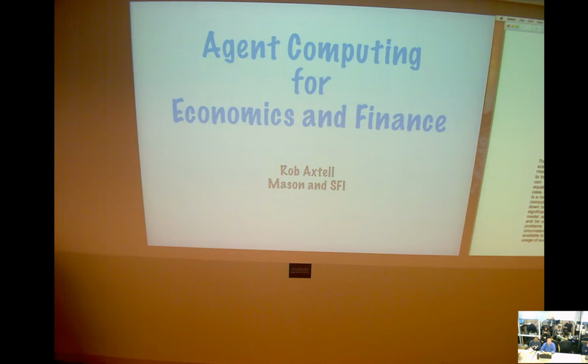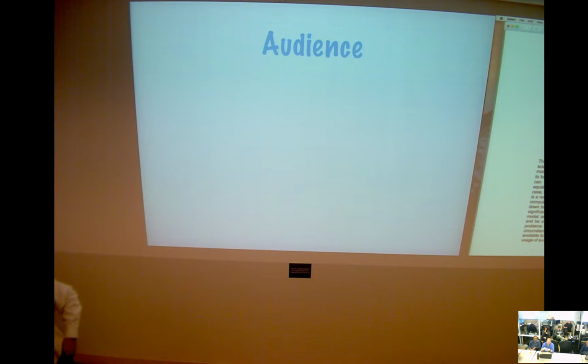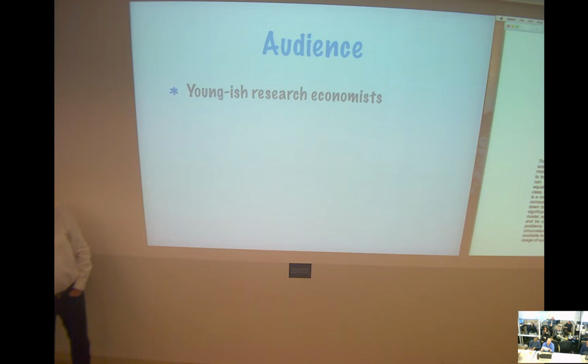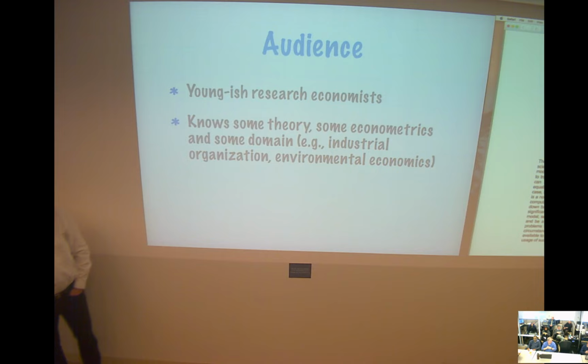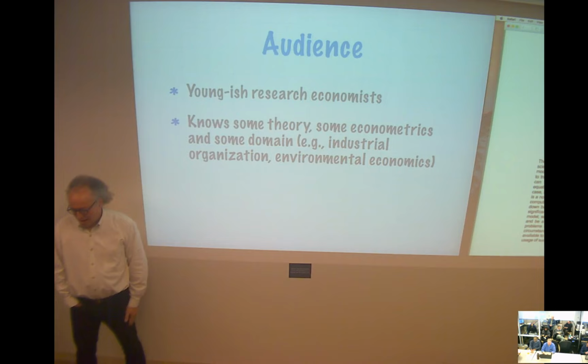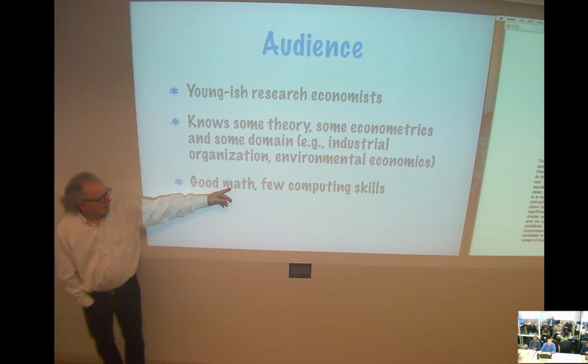The audience for this journal, which Brett has and is passing around, is basically youngish research economists. I'll say in a minute why the older ones are not really the target audience. These are younger economists who know a fair amount of mathematics. In graduate school they learned econometrics and they know theory, but they're typically experts in some one domain, such as finance or environmental economics. These are almost to a person people with really good math skills, and they have modest to vanishing computer skills.